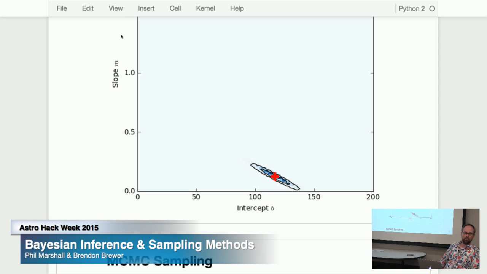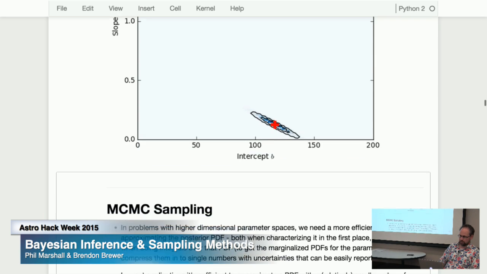We talked a little bit about how you might marginalize over one parameter or the other and do something like take the median of the distribution, or maybe the credible interval that contains 68% of the probability, that kind of thing. So this worked in 2D. What are we going to do more generally? Let's have a look through this.